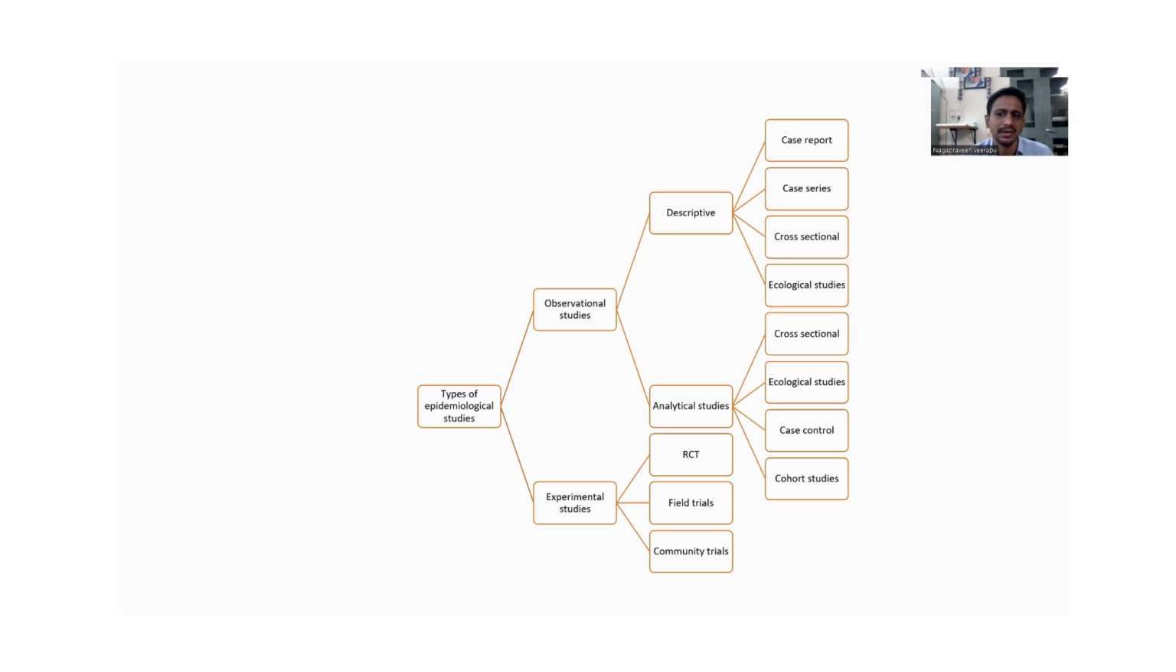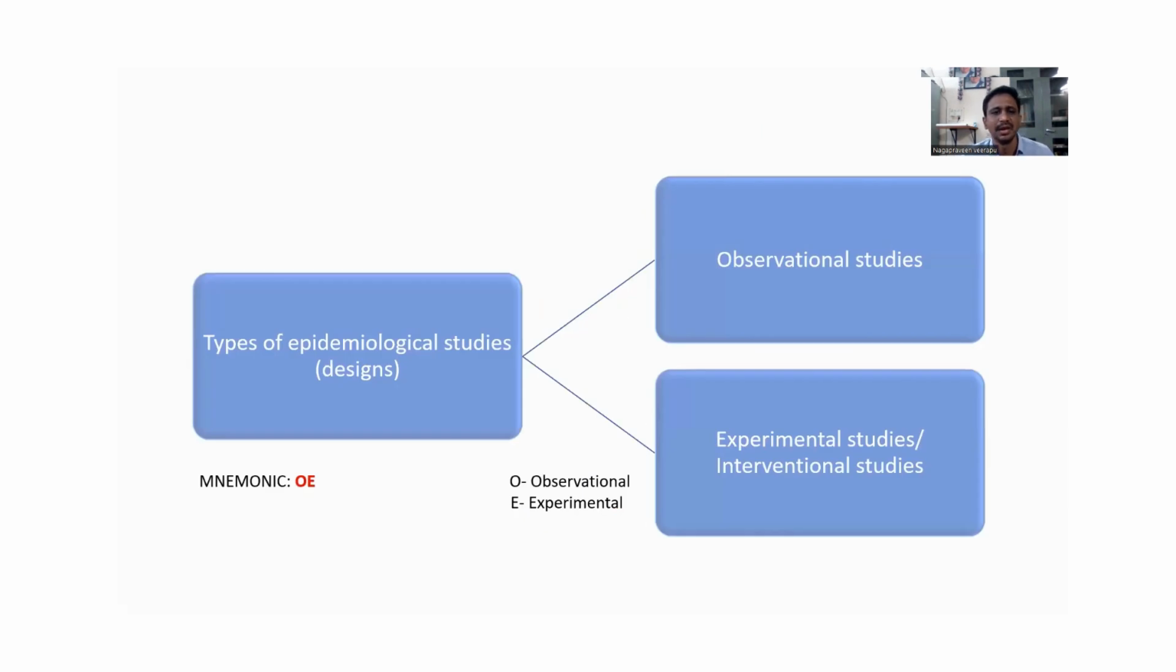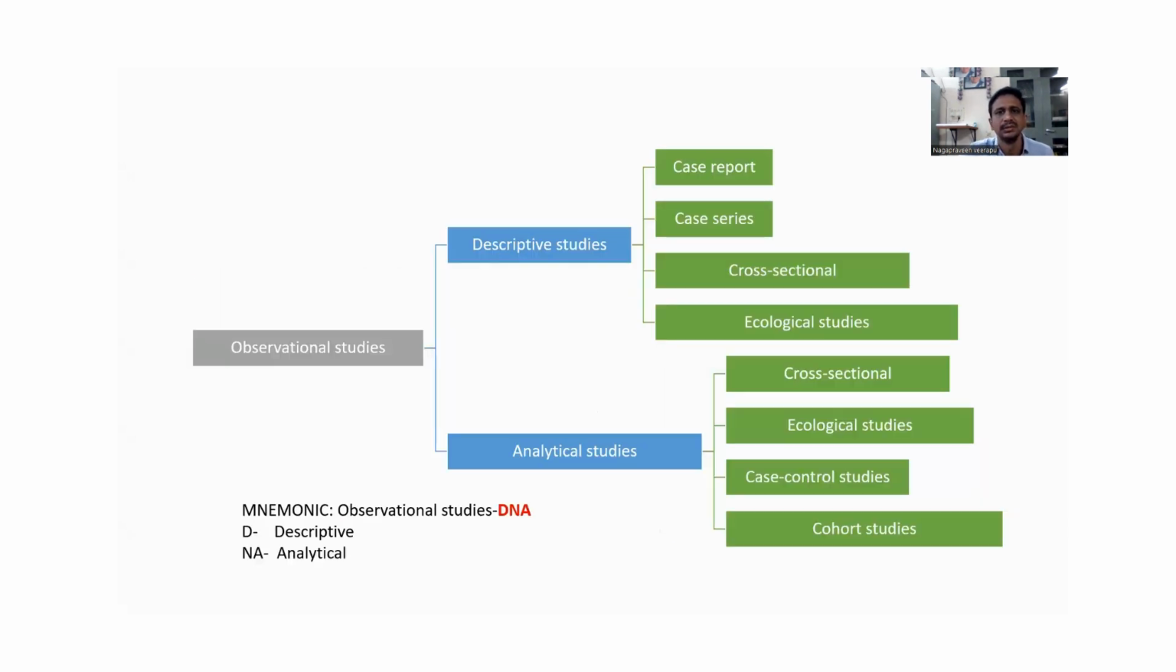Coming to experimental studies. The experimental studies may be randomized control trial, field trials, and community trials. Let's see some mnemonics to remember these things. Types of epidemiological study designs, they ask like that. You remember the mnemonic OE. O means observational, E means experimental or intervention studies. Types of epidemiological study designs, OE mnemonic.